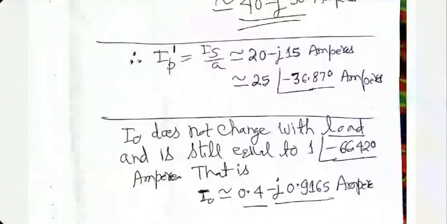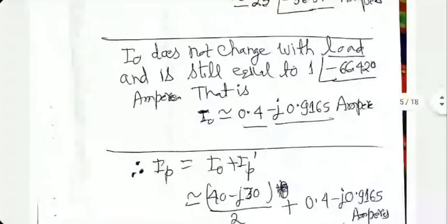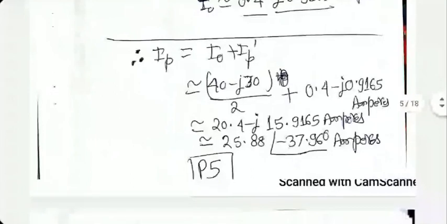We have done the calculation. It is 1 ampere with minus 66.42 degree angle, which converts to 0.4 minus j0.9165 ampere approximately. So now you add IP prime and I0 to get the total IP. This is the final answer: almost 25.88 amperes, and the angle is almost minus 37.96 degrees.